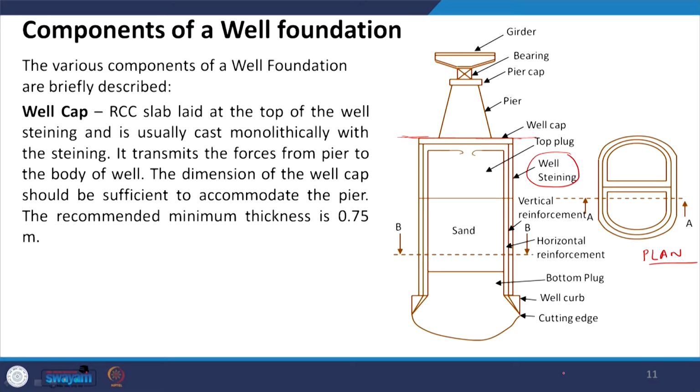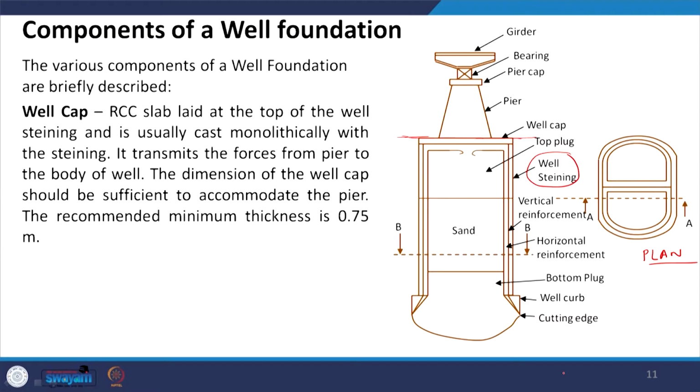So, you have well cap, and this is, as discussed, an RCC slab laid at the top of the well steining and is usually cast monolithically with the steining. So, the well cap and steining, which is the main body of the well, are cast together. It transmits the forces from pier to the body of the well. The dimension of the well cap should be sufficient to accommodate the pier, naturally, because the pier will transfer the load to the well cap.